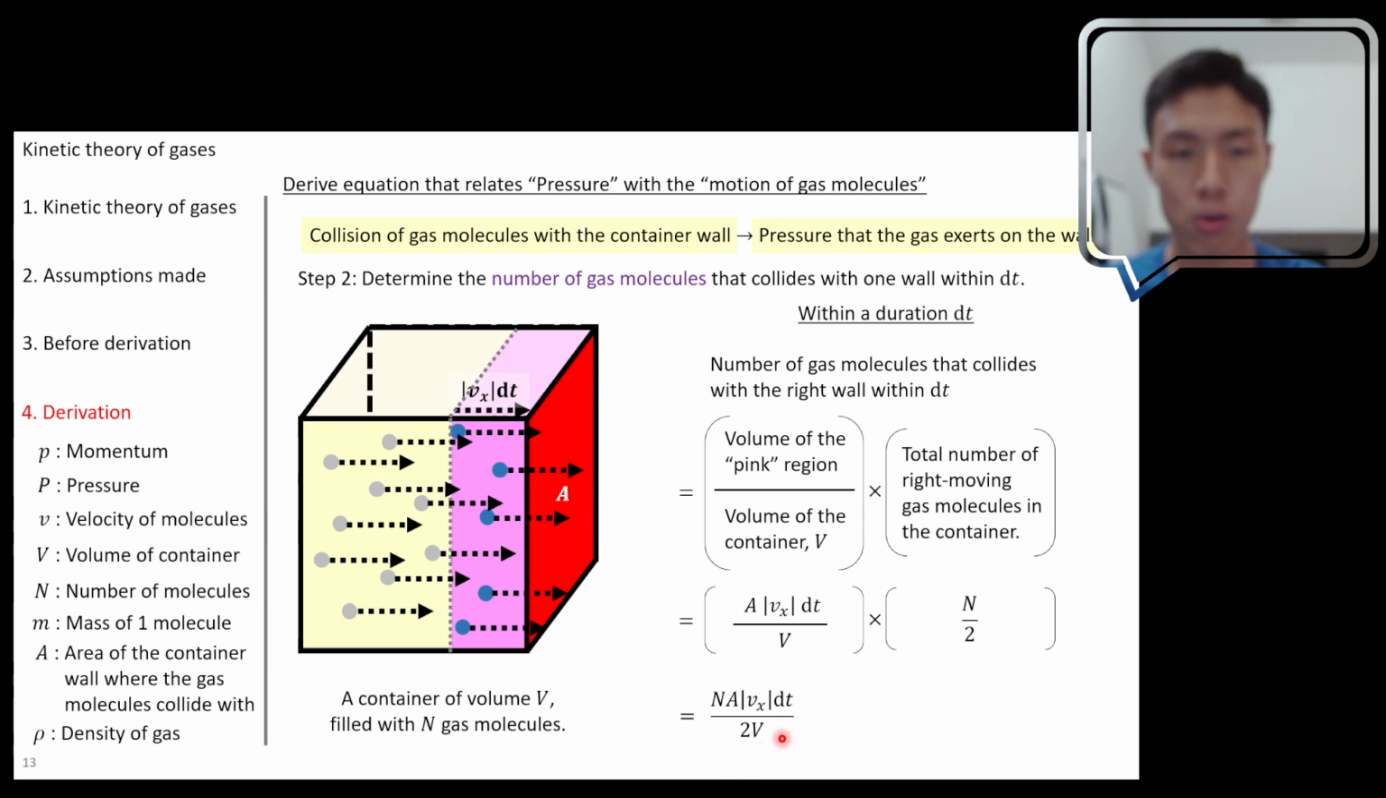And the number of molecules is represented by the total number of gas molecules multiplied by the area of the wall that we're interested in, multiplied by the average speed, it's not average, but currently we call it average speed, multiplied by the duration, divided by 2 times the total volume of the gas system. Okay, so now we already determined the number of gas molecules, and you already determined how much change of momentum each molecule experiences.